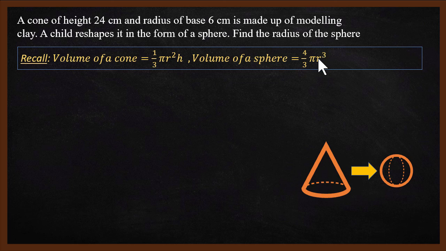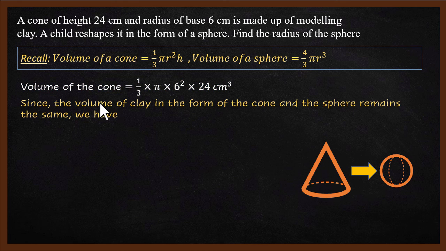So first let's calculate the volume of the cone. What I have done here is substituted the value of radius and the height. We know the radius is 6 centimeter. We know the height is 24 centimeter. I've just substituted the values. We'll leave it as it is for a minute.